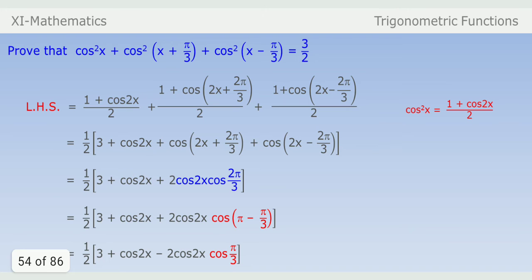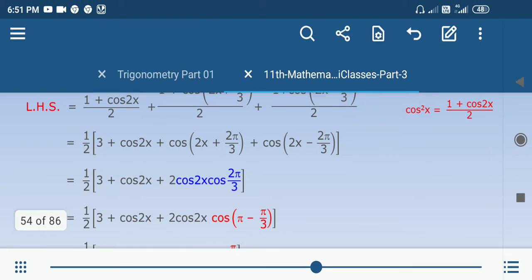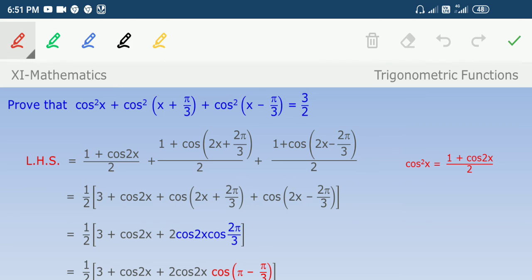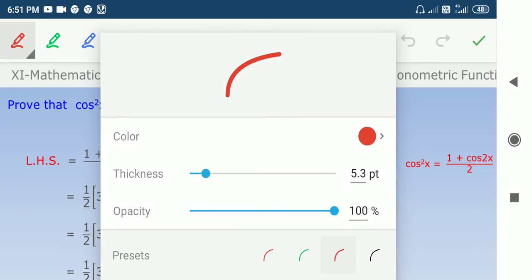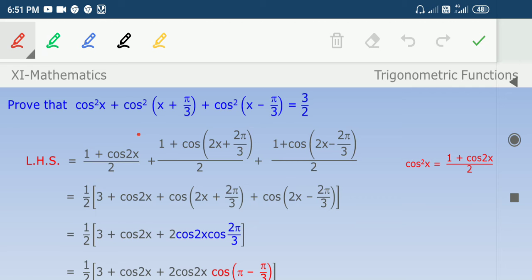See now, student, cos square x, its value is 1 plus cos 2x by 2. How has it come? See, I am explaining everything in detail. So this is the result of just cos square x. Actually students, see here, I have written this one here.